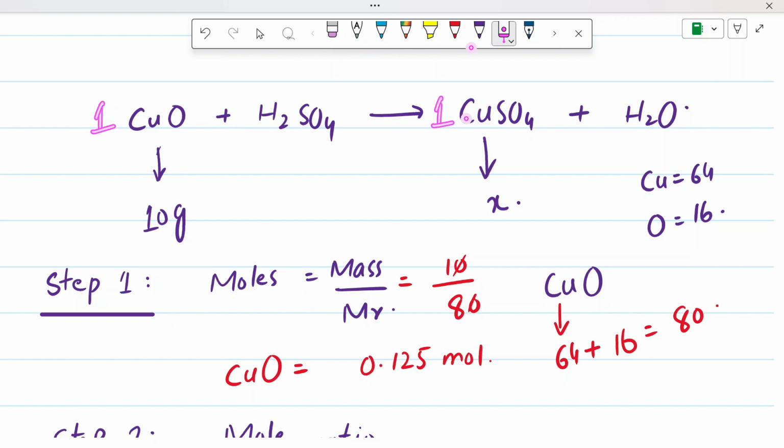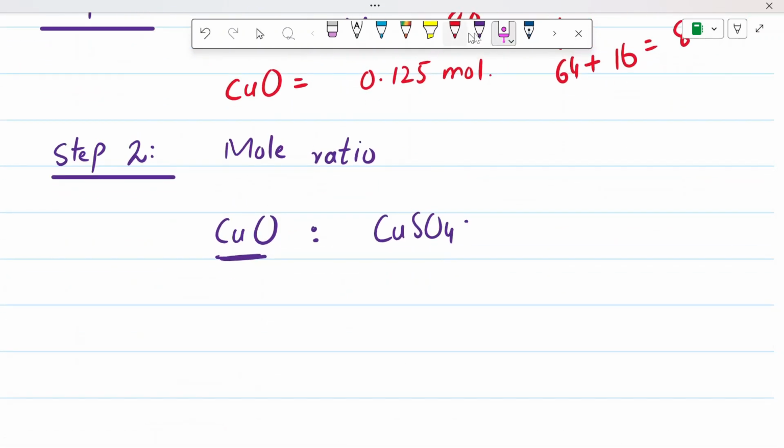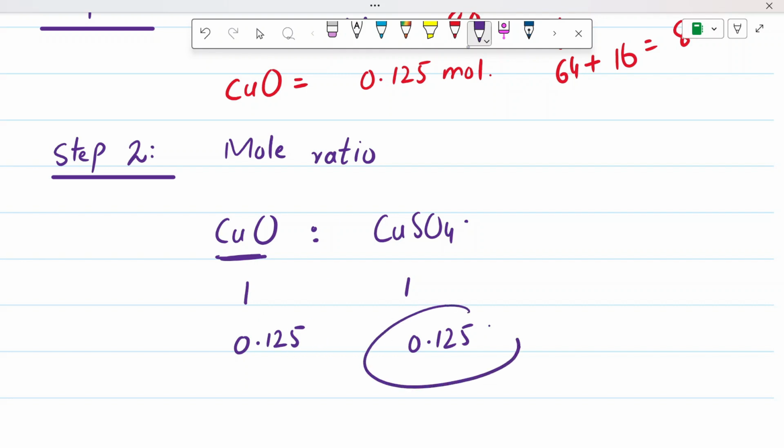So we can assume that if copper oxide is 1, copper sulfate is also going to be 1. If this is 0.125, it is also going to be the same, 0.125. Usually most of the students struggle with this step. They don't know how to take the mole ratio. Okay, so here we have the moles of copper sulfate. Now step 3.